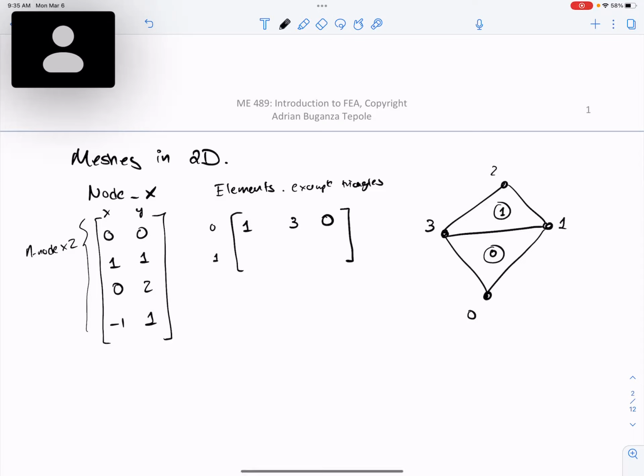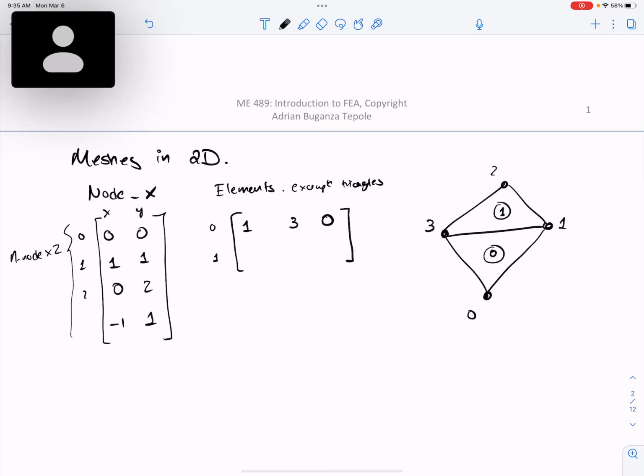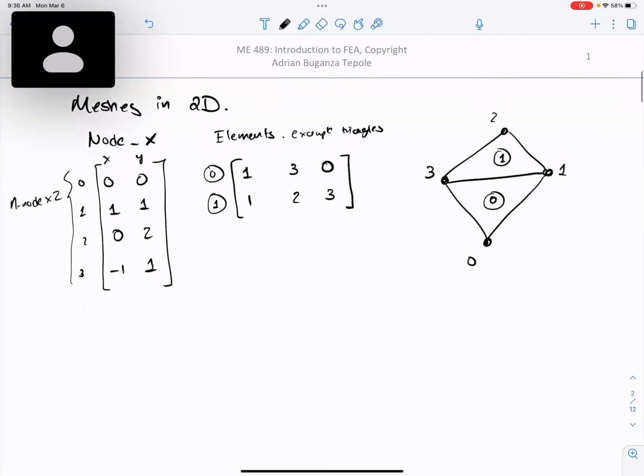Element 1 is made out of nodes 2, 3, and 1. Again, which order you use doesn't matter as long as it's counterclockwise. So 1, 2, 3, or 2, 3, 1, or 3, 1, 2, all of those will be equivalent. I guess that is for the mesh.